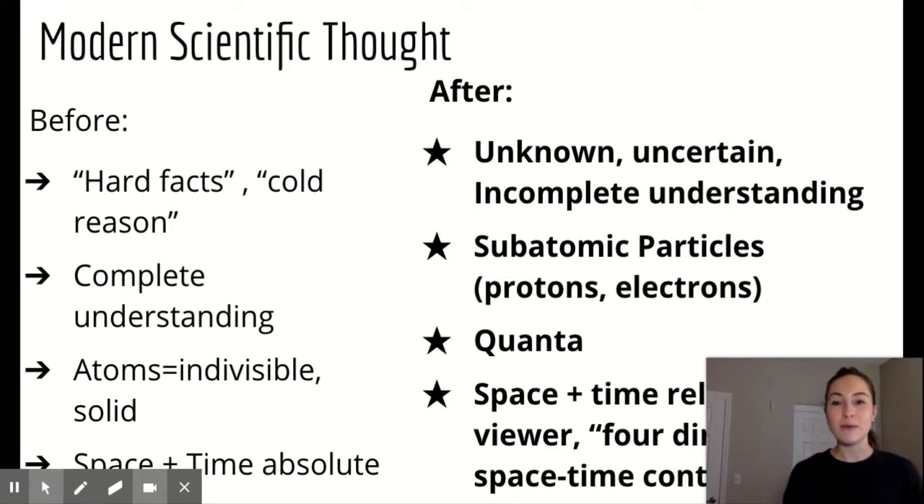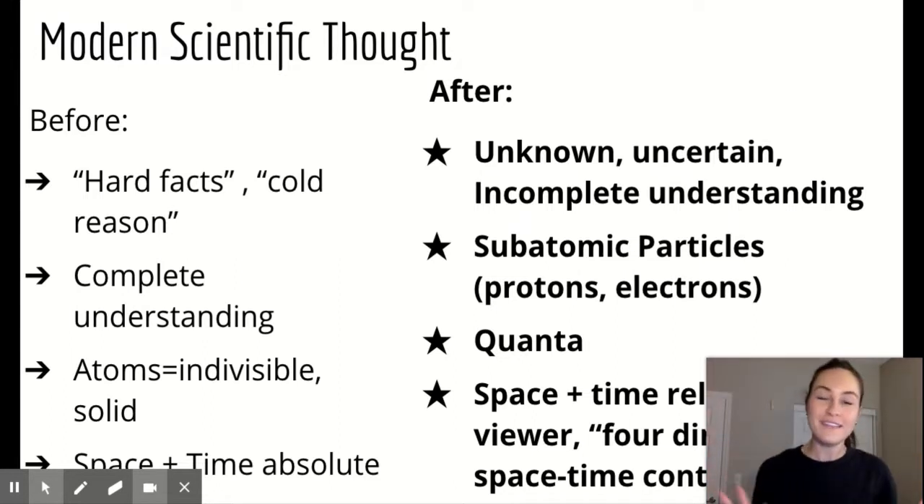Some of the things that they believed that they had a complete understanding of by this point: they thought they completely understood the universe. They thought that space and time were absolutes, meaning that they would always exist even if humans didn't exist to observe them. They believed that atoms, the smallest particle that makes up all matter, were indivisible, meaning you couldn't break them apart into smaller pieces, and they believed them to be solid. And these are some of the ideas that they felt like they knew for sure.